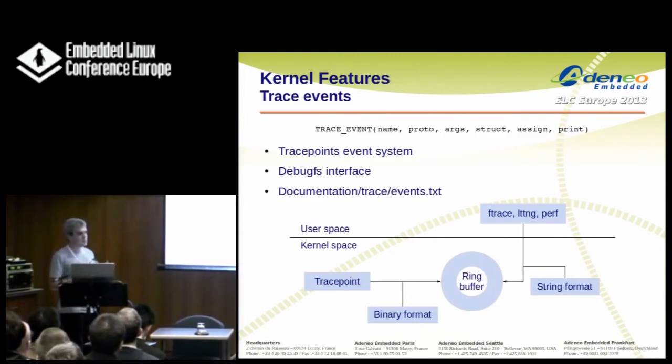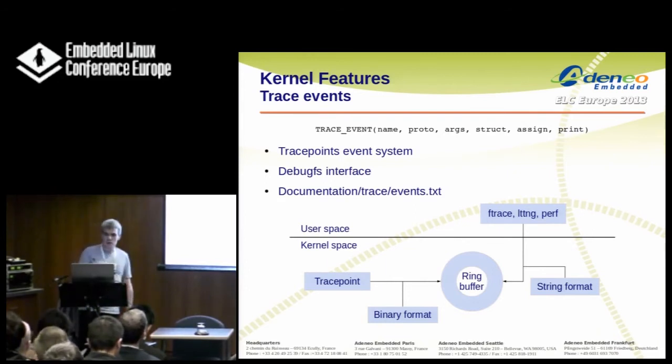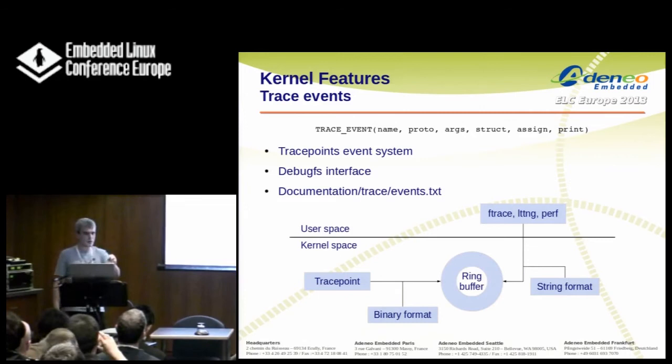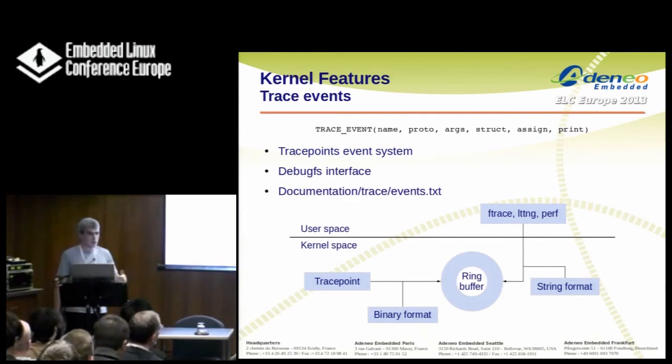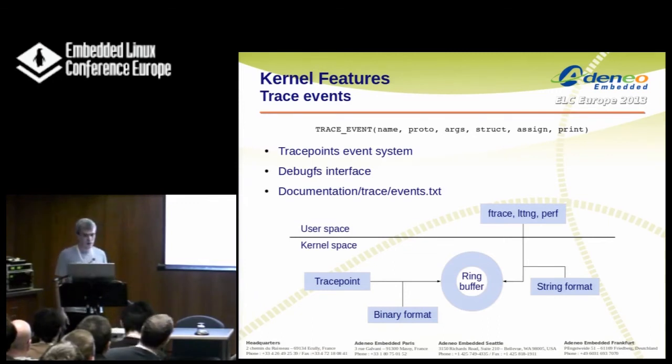It's quite an event system for trace points, by adding a ring buffer and a debugfs interface. So now modules declare tracepoints by the trace event macro, and through the debugfs, in debugfs tracing, you will have a lot of files where you can catch all the available tracepoints. You can activate them, you can activate event per event. So directly on the console you can manage your tracepoints and activate or deactivate them on the kernel.